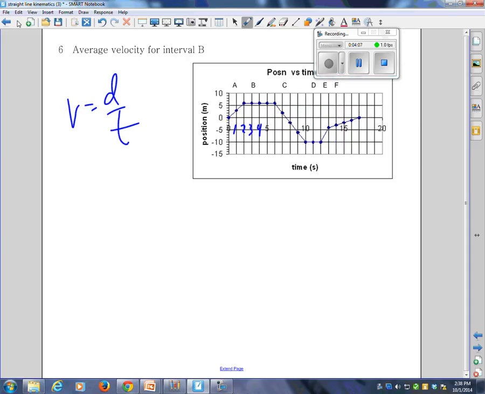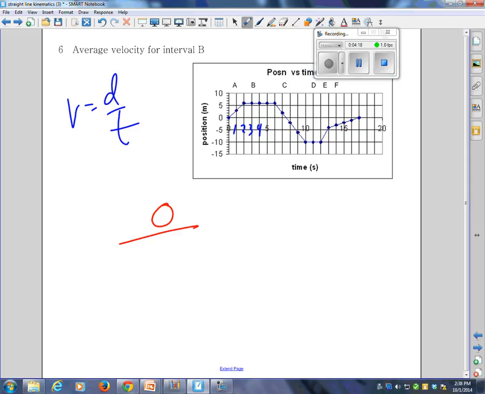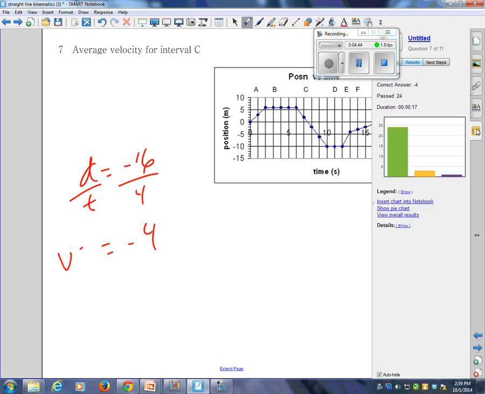Interval B, the displacement was 0. Do you even have to count the time? No. How come? Because it's going to be 0 divided by whatever the time is. What is the time? 1, 2, 3, 4. It's a big fat 0, isn't it? Number 7, for interval C, the displacement was minus 16. What's the time? 1, 2, 3, 4. Minus 4, right?